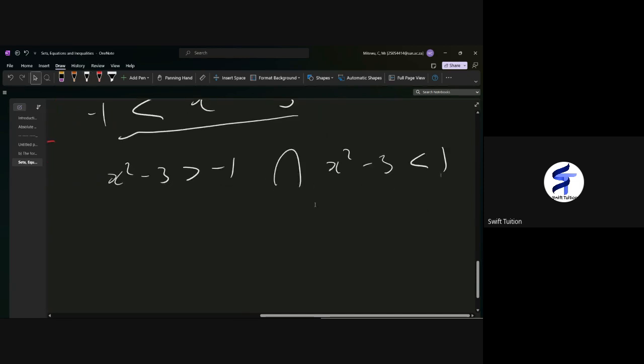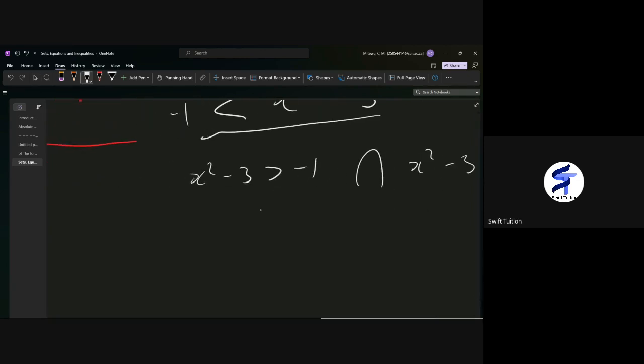So let me work with the left-hand side first. I know that whenever we have second-order polynomials, I'm going to factorize. So that's what I'm going to do. I'm going to say x squared minus 3 plus 1. So x squared minus 2 is greater than 0.